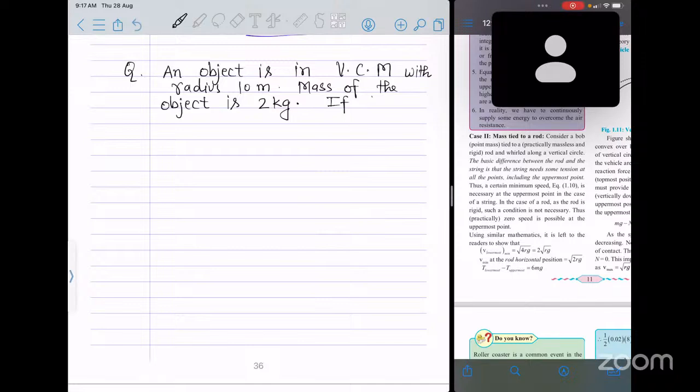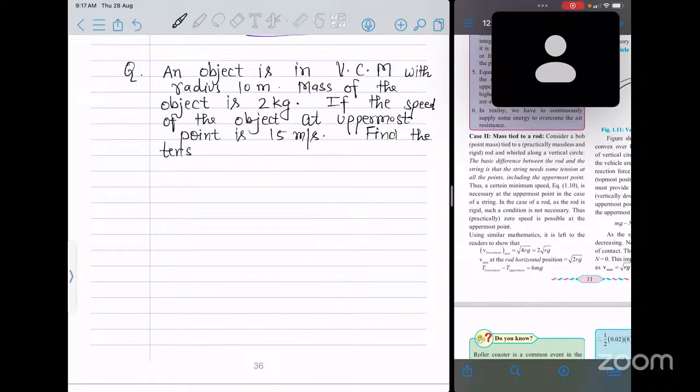If the speed of the object at uppermost point is 15 meter per second, find the tension in the string at uppermost point.